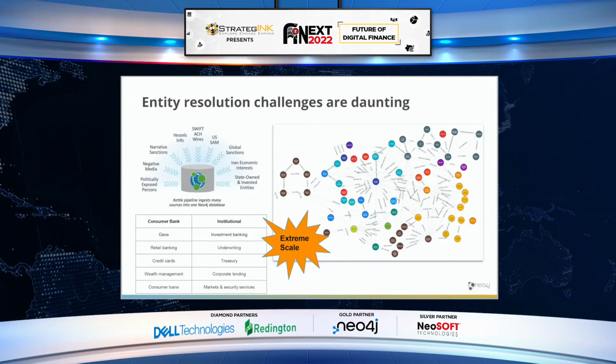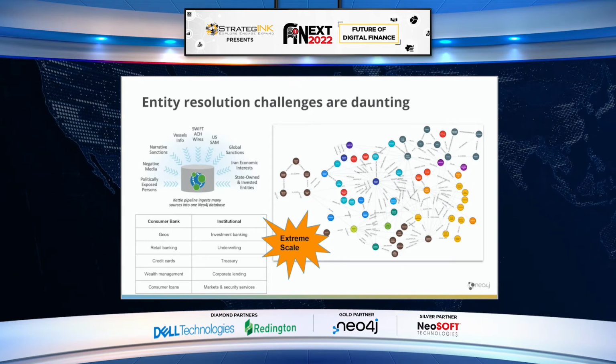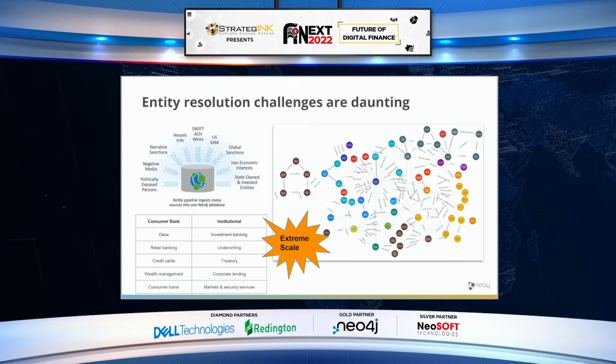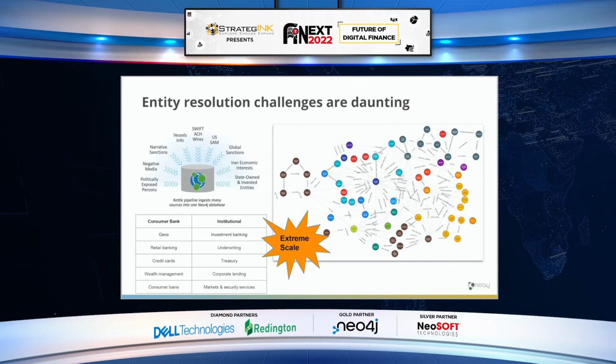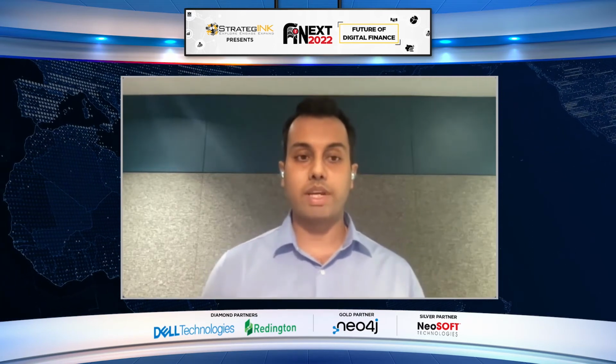Why is it so hard? If you look at the data sources, right from SWIFT to global sanctions to negative media reports, there's a lot of data that's coming in, and you need to map all of that data. And this data is of extreme scale. Think of every transaction happening cross-border globally, and you can imagine the kind of scale you would want to deal with when it comes to AML.